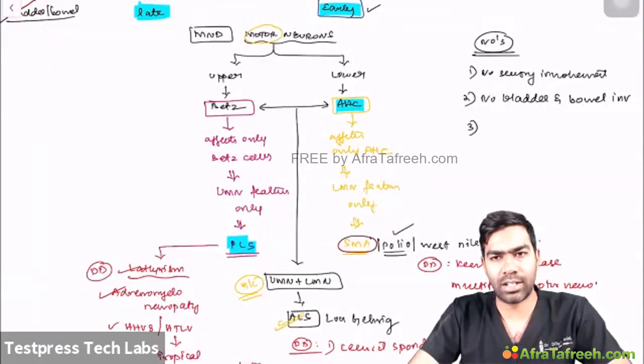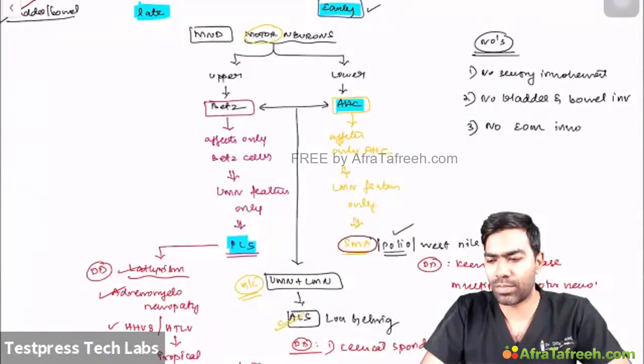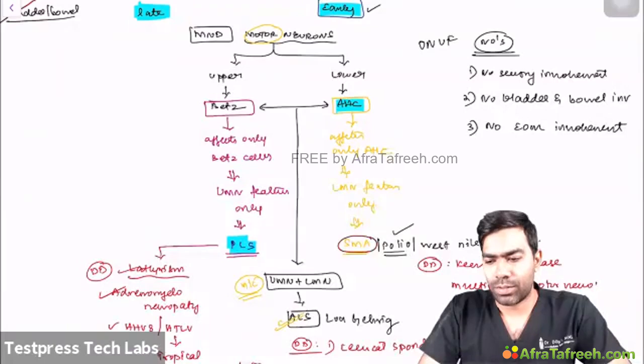And the third no is that, for some weird reasons, they will not have extraocular muscle involvement. The spelling of the nucleus is Onuf, O-N-U-F, Onuf nucleus.